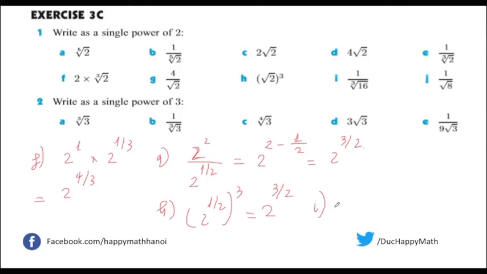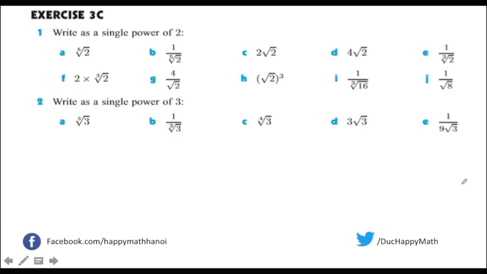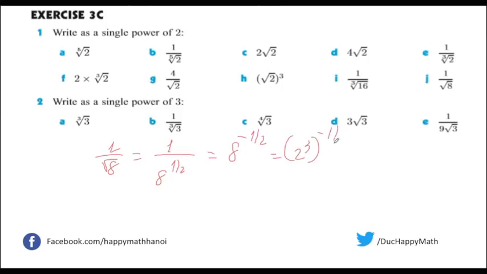And I, very easy, you have 16 to the negative 1 over 3. But 16 is 2 to the power of 4. So 2 to the power of negative 4 over 3 is the result. And the last one is J. J is 1 over the square root of s. It means 1 over s to the power of 1/2. And it means s to the power of negative 1/2. s is equal to 2 to the power of 3 and negative 1/2 outside. Negative 3 over 2 here.